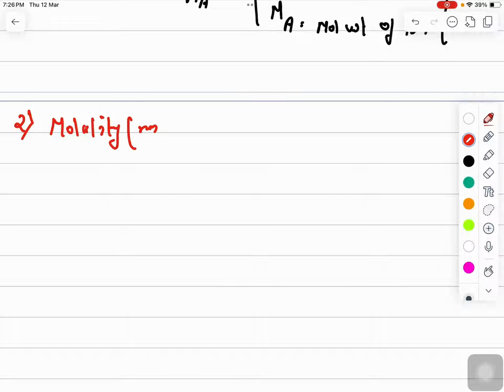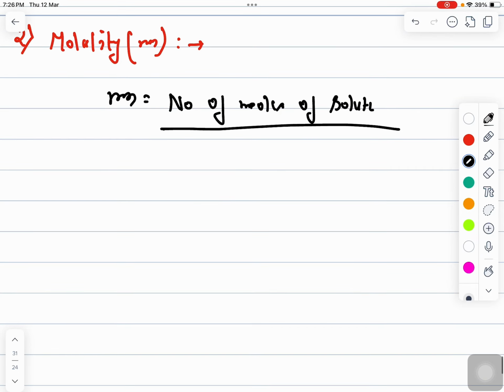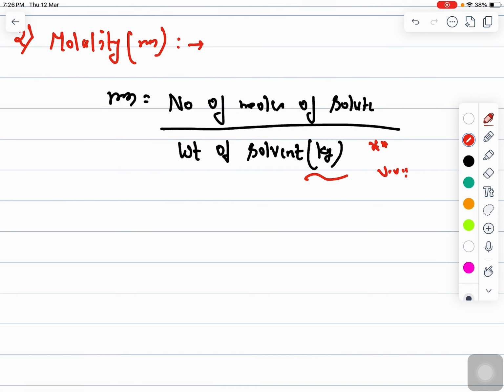I'll denote it as a small m. The definition of molality is equal to the number of moles of solute divided by the weight of solvent in kg. If it is given in gram, you have to convert it into kg. That is a very important thing, right? That is something that you should know.